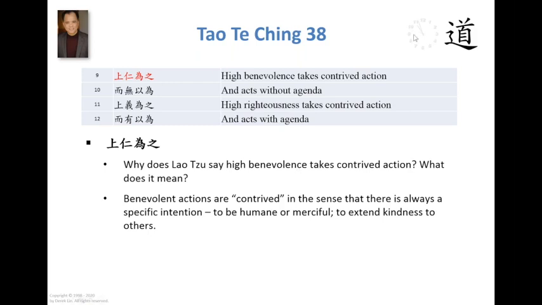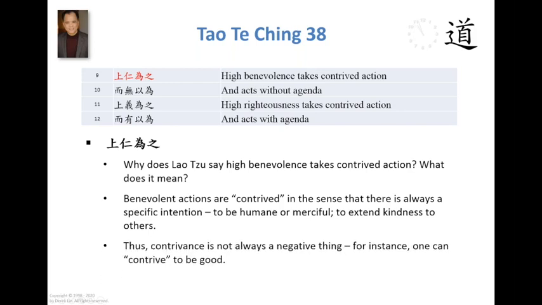It can be a positive thing. It depends on the way that it is used. Contrivance is not always negative. One can contrive to be good. In this case, it just means that when you are being kind, you contrive, you have an intent to be kind to someone, to do something good for someone else.